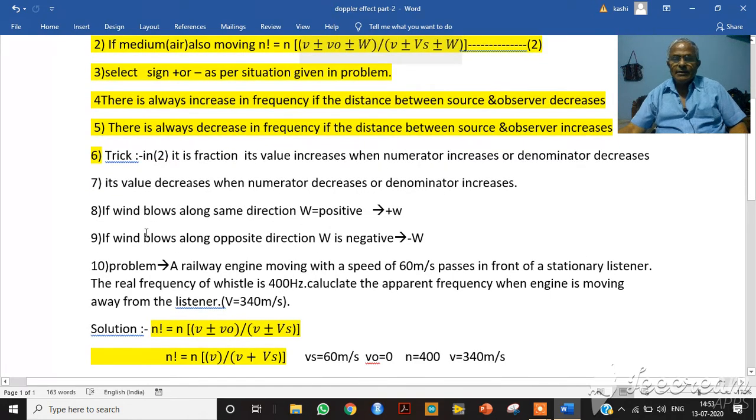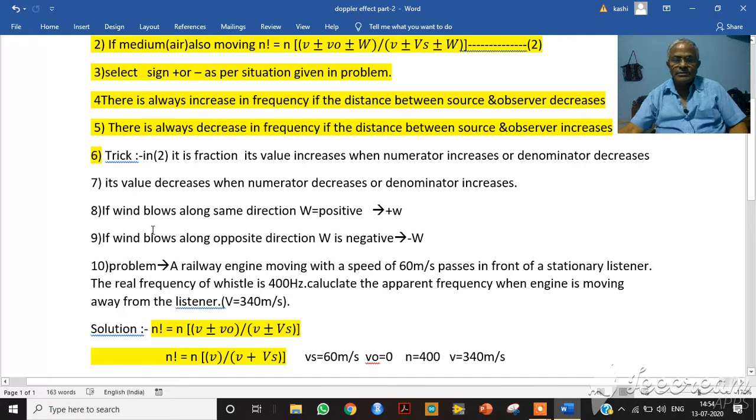You see, the right side is a fraction. Whether the fraction value increases or decreases depends on this. If it is a fraction, its value increases when the numerator increases or the denominator decreases. And its value, meaning the apparent frequency, decreases when the numerator decreases. If the numerator decreases or the denominator increases, then also the fraction value will decrease.